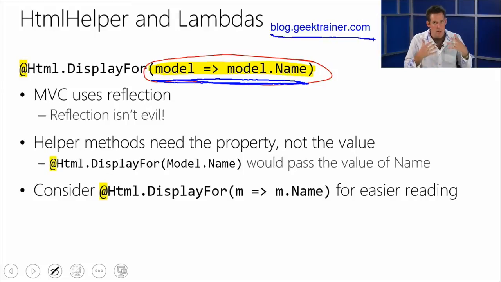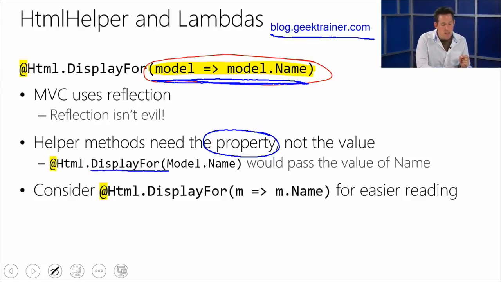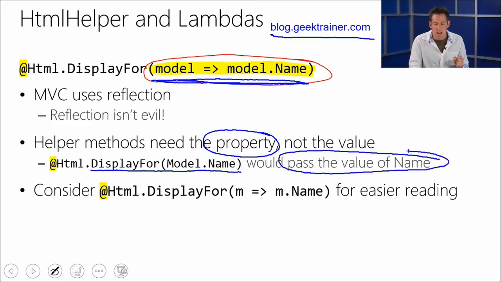But here's kind of what's going on. In order for the helper method to work, we need the property. And the reason that we need the property is because we need the attributes that are on the property. So if I just simply said display form model.name, that's going to pass the value of name, not the property. We need the property. So by using this syntax, that's passing in the property.